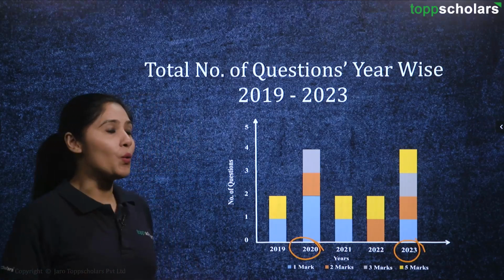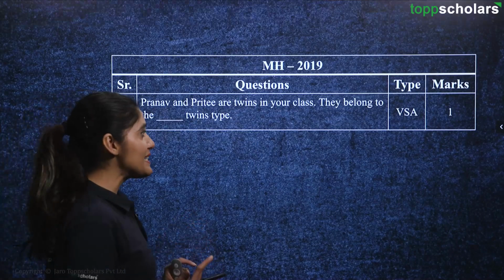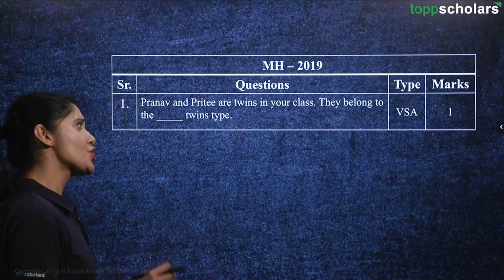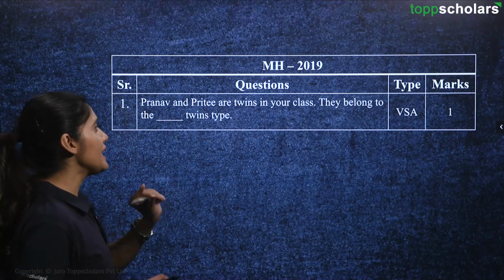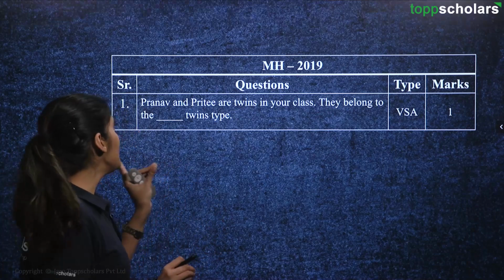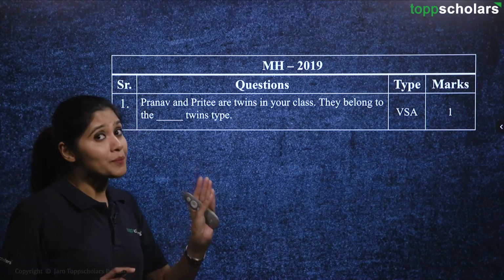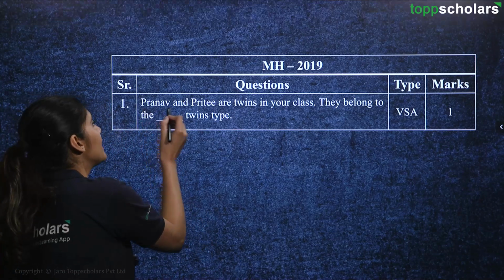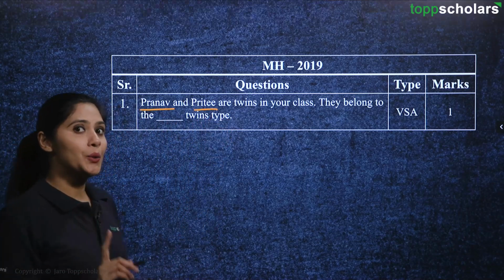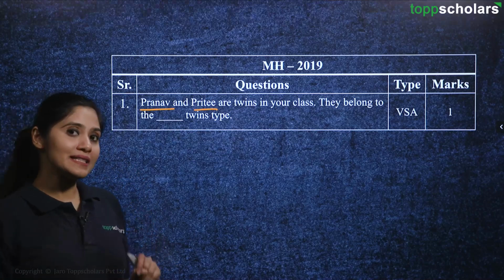So let's move on to the first question, which is from 2019, and it is a very short answer type question carrying 1 mark. Pranav and Preeti are twins in your class. They belong to the dash twins type. Now get the clue here. What is written here? Pranav and Preeti. They are twins. But what kind of twins are they?